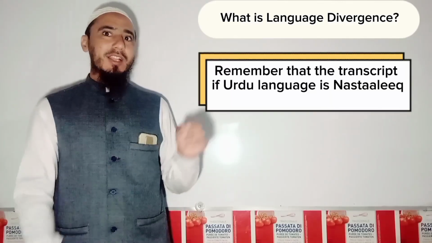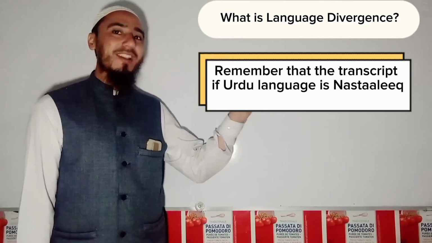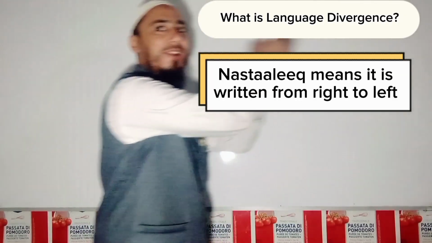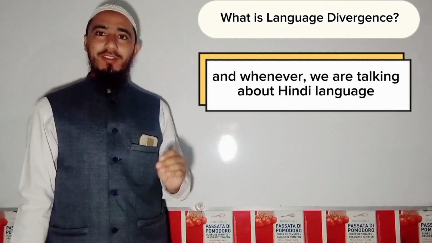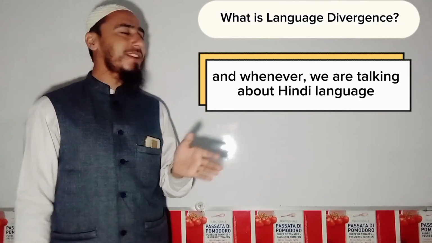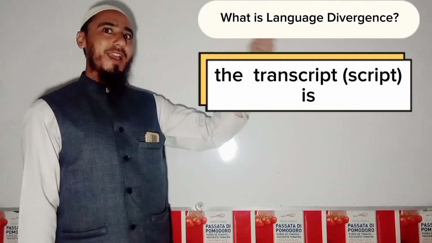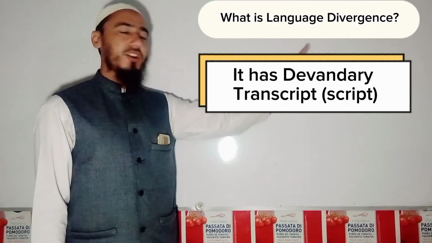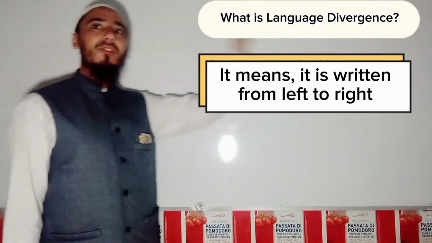Remember that the script of the Urdu language is Nastaliq. Nastaliq means it is written from right to left. And whenever we are talking about the Hindi language, which kind of script does it have? It has the Devanagari script. What does it mean? It means it is written from left to right.